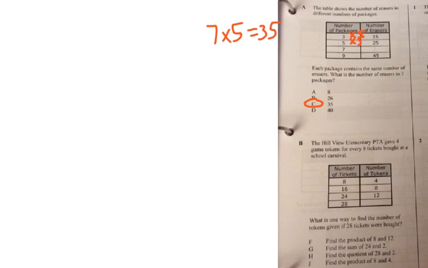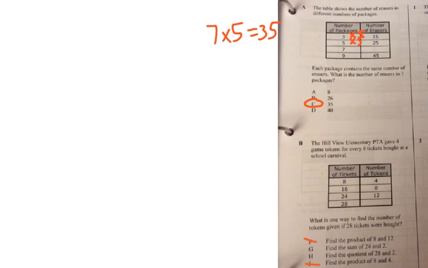So this cannot be a multiplication problem. So anything that says product in my answer choice is going to be incorrect. F says find the product of 8 and 12. So F is out. G says find the sum of 24 and 2. H says find the quotient of 28 and 2. And J says find the product of 8 and 4. So J is also out.